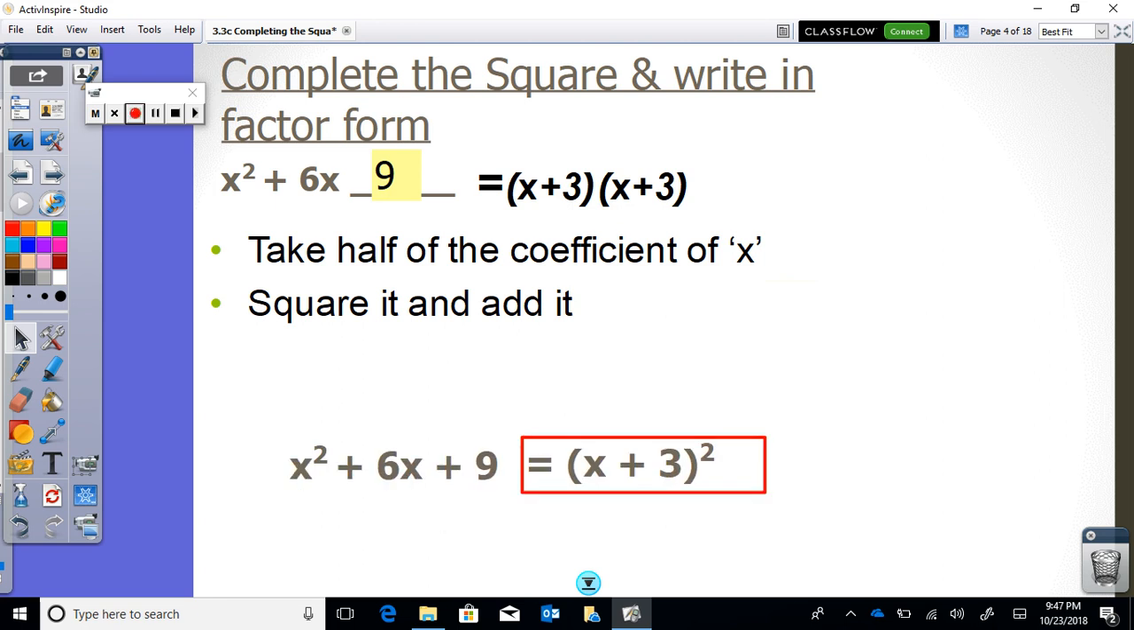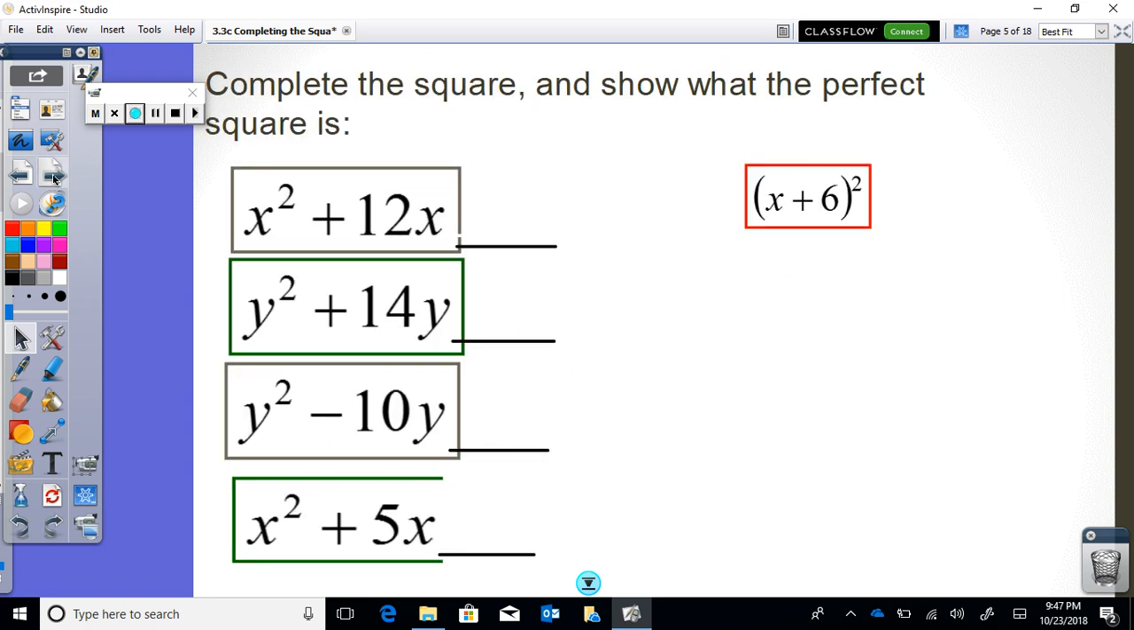So we get this perfect square trinomial, and it equals x plus 3 squared. That's the whole idea, is to manipulate the left side so that we get a perfect square trinomial. We can write it as this perfect square piece and then solve by square roots after that. So let's just practice finding and completing the square here, a couple of them.